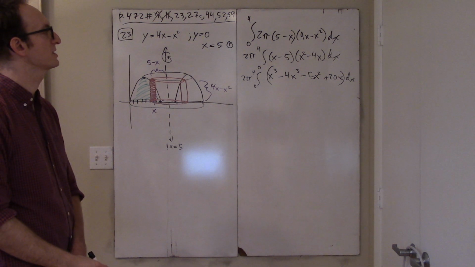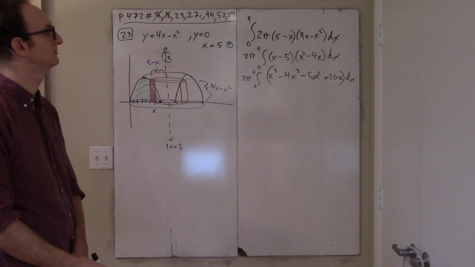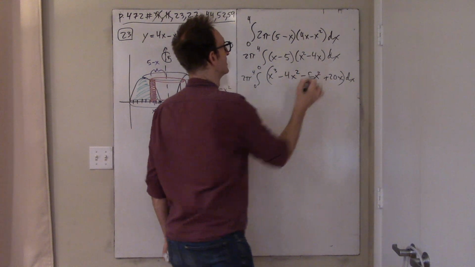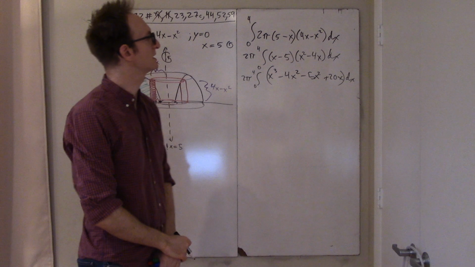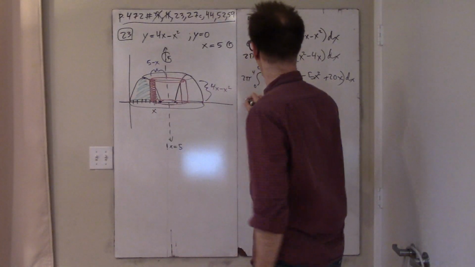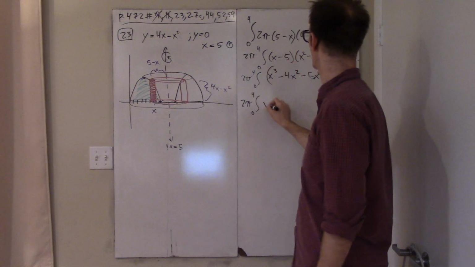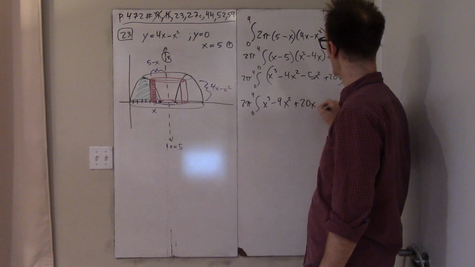Just double checking everything. x cubed minus 4x squared minus 5x squared minus 4x cubed. Yeah. Oh, no, that should be squared. Oh man, hold on. x cubed minus 4x squared minus 5x squared plus 20x. Okay, that's right. So now what we have is 2 pi integral from 0 to 4 of x cubed minus 9x squared plus 20x dx.